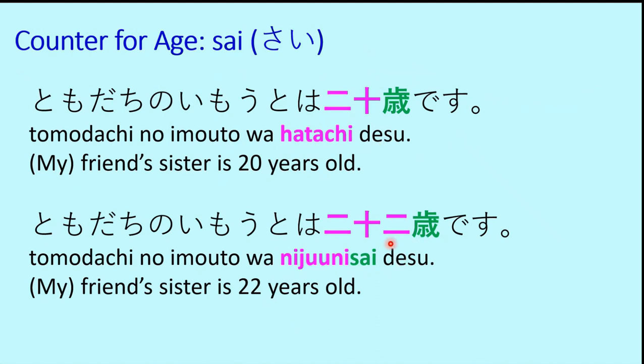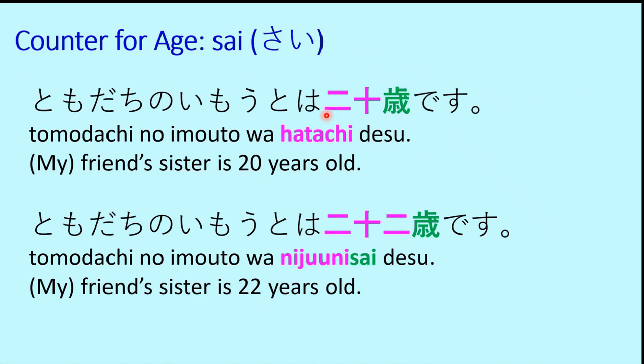And here it is nijuni sai. So it is again the same kanji symbol, but the word is different. In this sentence, this symbol is used for sai, whereas in this case, for 20 years old, this completely denotes hatachi. The complete pronunciation of this term is hatachi desu. So same kanji, different words in different scenarios.